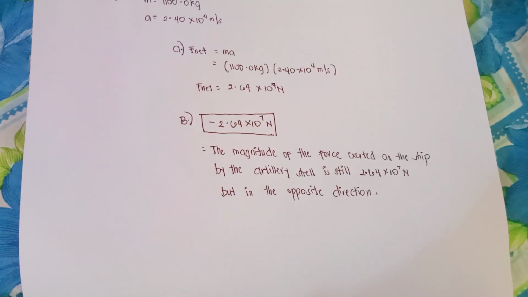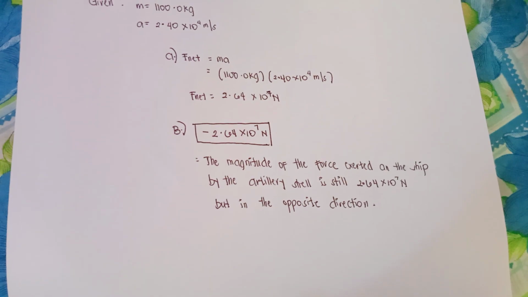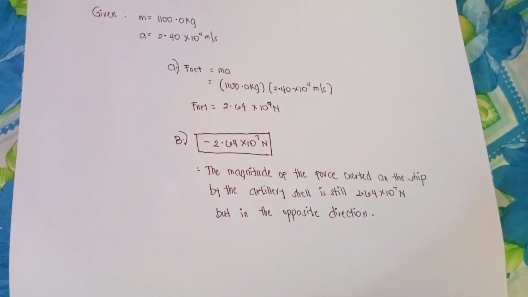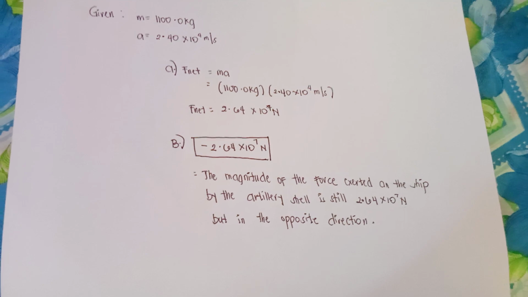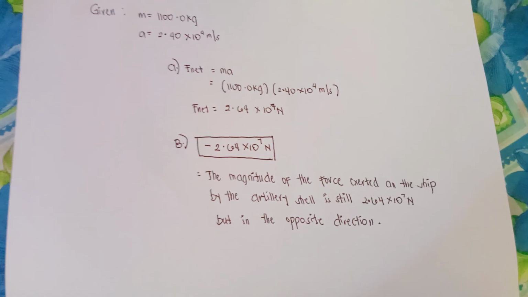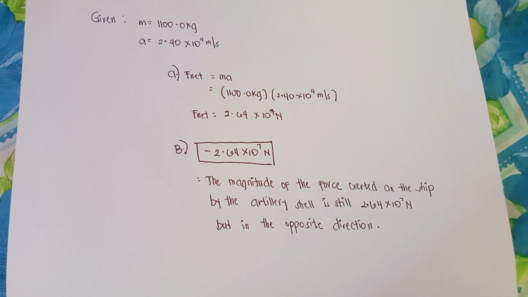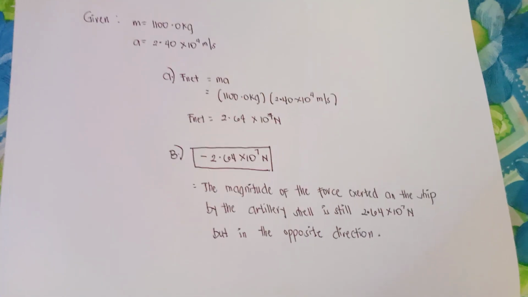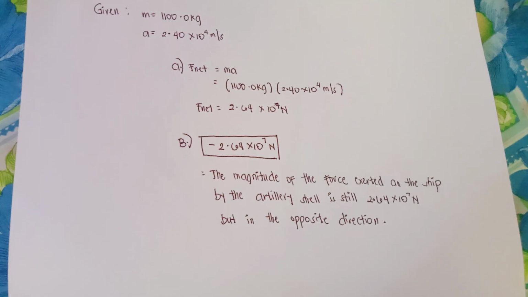B, negative 2.64 times 10 to the power of 7 newtons. So, the magnitude of the force exerted on the ship by the artillery shell is still 2.64 times 10 to the power of 7 newtons, but in the opposite direction.